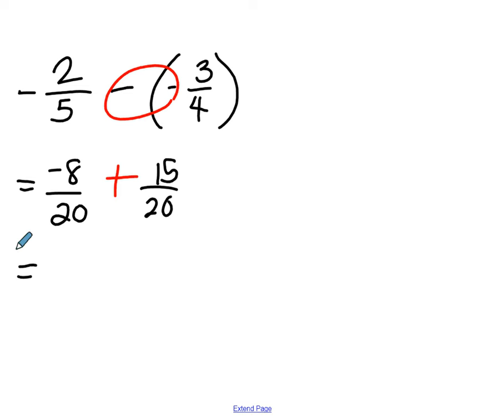And then I'm just going to figure out my answer. What is negative 8 plus 15? In this case, it is 7. And then that is my final answer. So that is how I add and subtract fractions and mixed numbers.